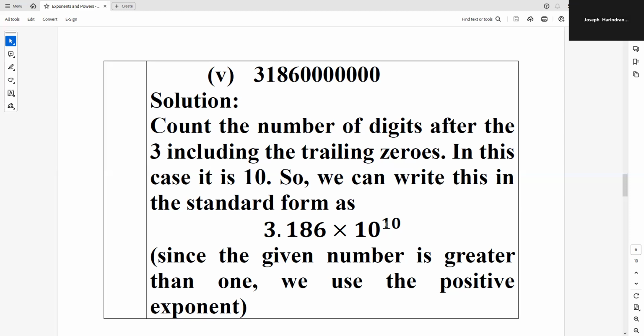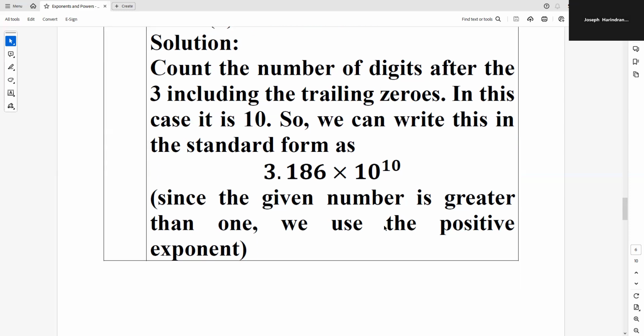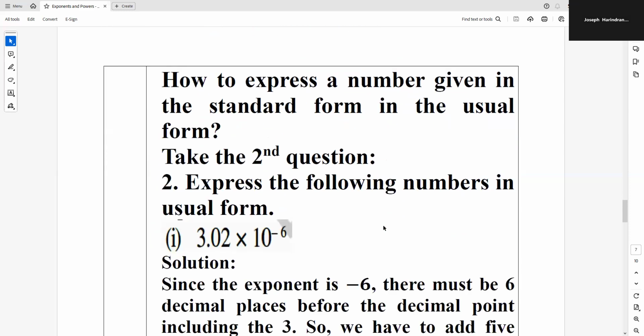Now let us do the reverse process. If you are given a number in the standard form, how can you express this in the usual form? How to express a number in the usual form? That is the normal way of writing a number, isn't it? Let us go to the second question. The second question: express the following numbers in the usual form.